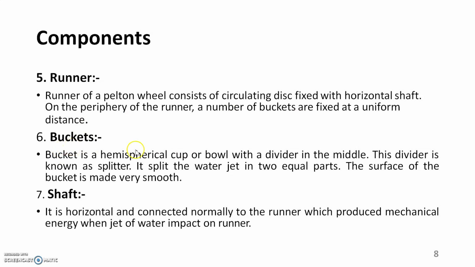Next is the bucket. A bucket is nothing but a hemispherical cup or bowl with a divider in the middle. This divider is known as a splitter. It splits the water jet into two equal parts, and the surface of the bucket is made very smooth. Then you have a shaft. It is horizontal and connected to the runner, which produces mechanical energy when the jet of water impacts the runner. So you know what a shaft is, right?